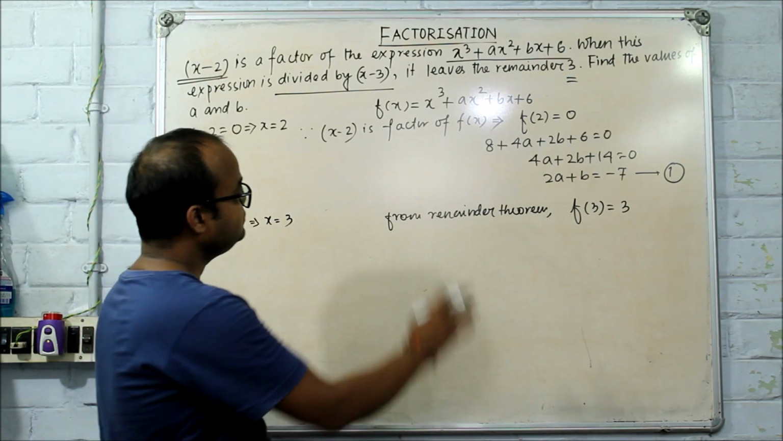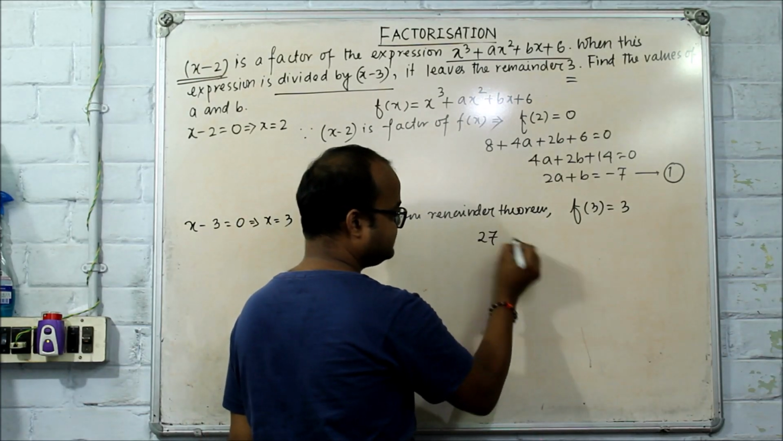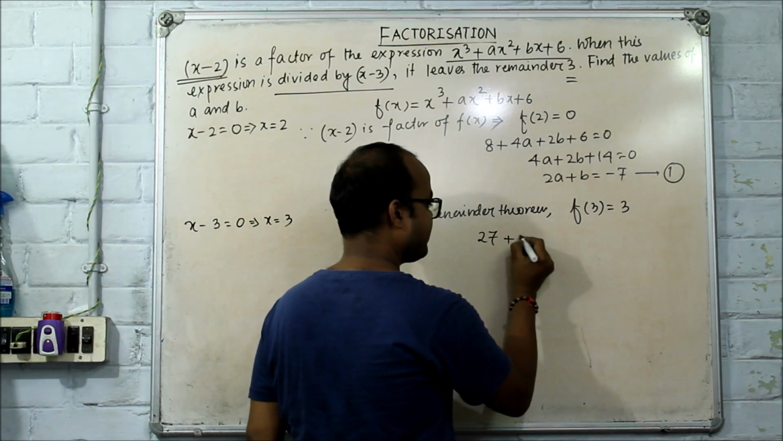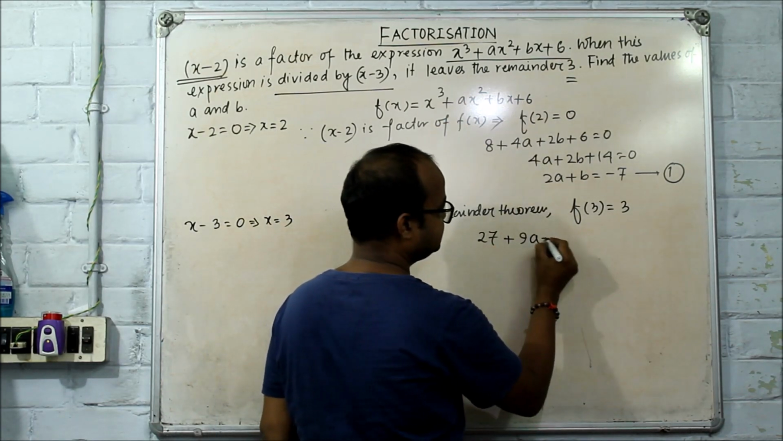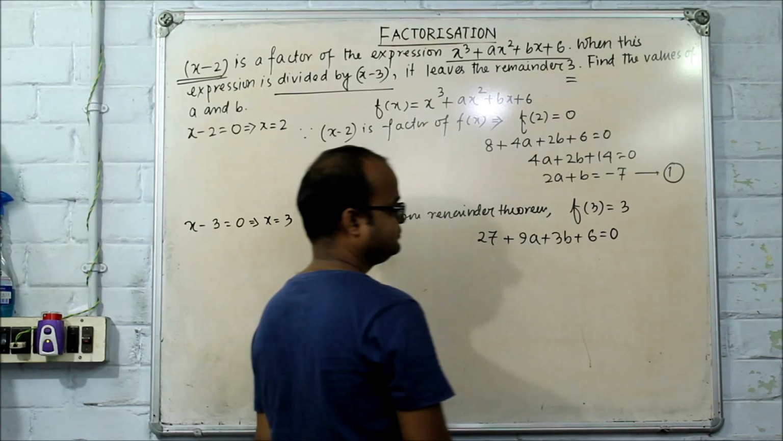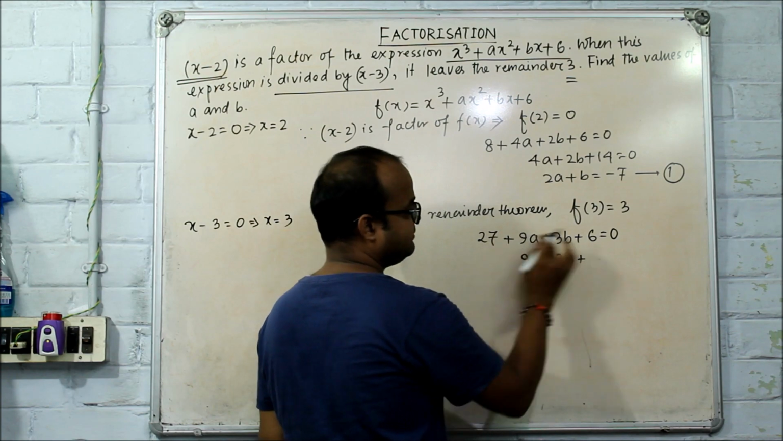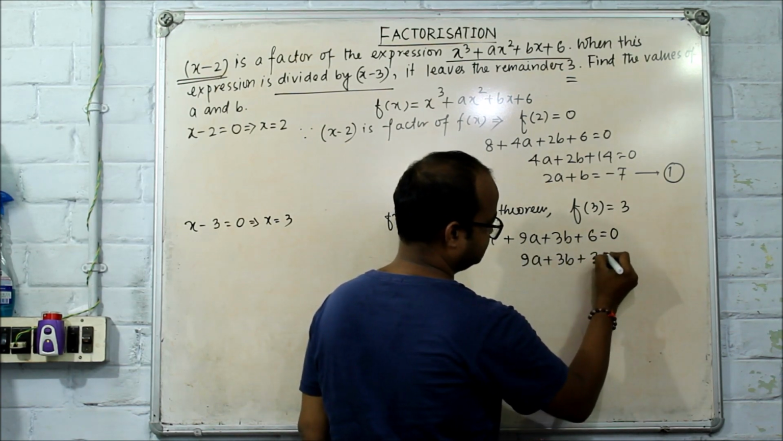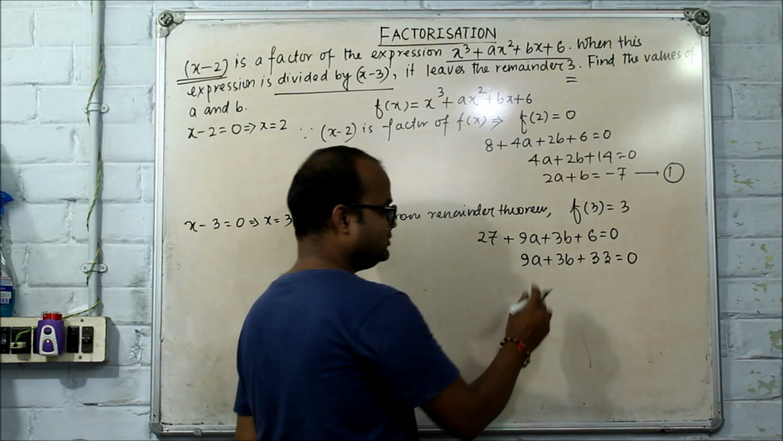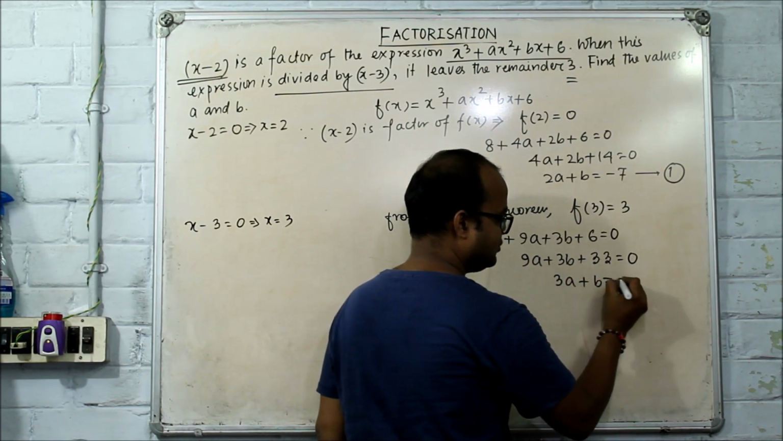Clear? So now substitute x is equal to 3. So 3 cube means 27. 3 square means 9, so plus 9a plus 3b plus 6 is equal to 3, that is 9a plus 3b plus 27 plus 6, 33 minus 3, 30 is equal to 0. Now take common, you can take 3 common. So 3a plus b is equal to minus 10.